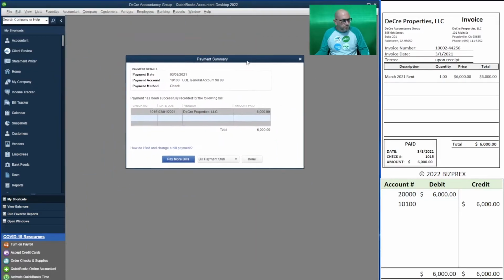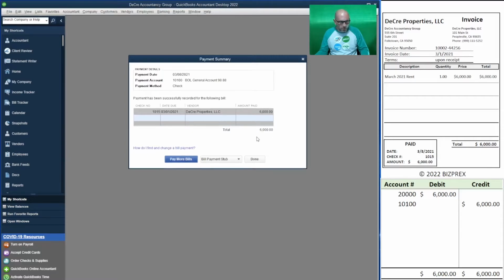Okay. Payment summary. So this 6,000 is a debit to 20,000 and a credit to 10,100, right? And it's right here, 10,100. Accounts payable again is not shown, but it's implied.